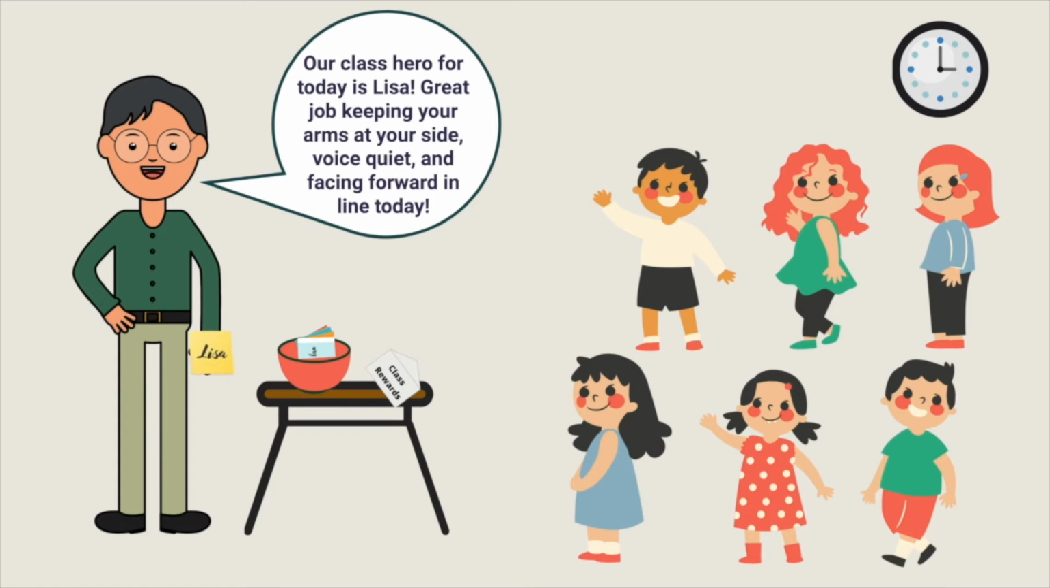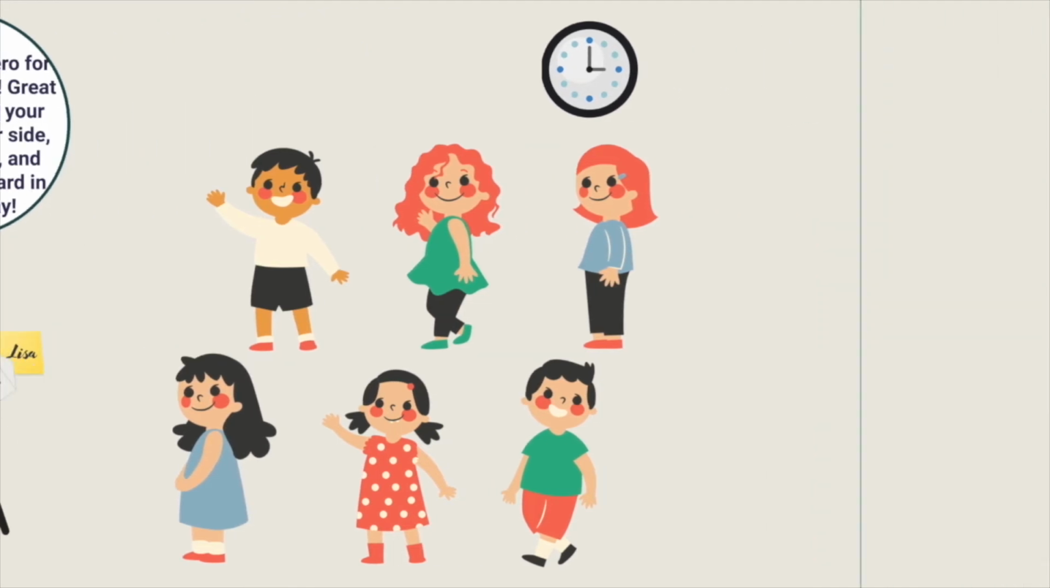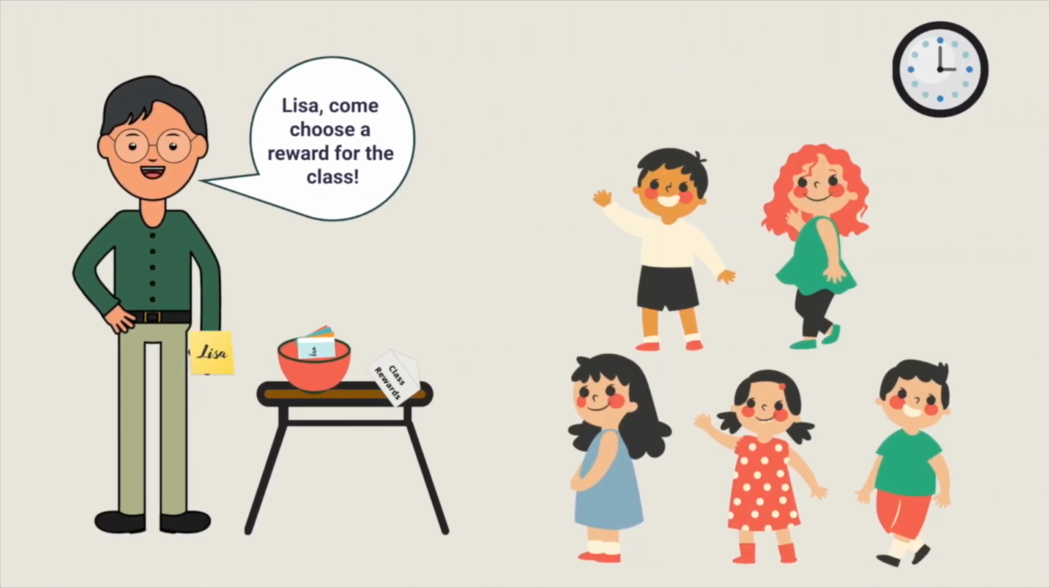Here, the teacher announces that Lisa is the class hero for the day because she kept her arms at her sides, kept a quiet voice, and faced the front of the line throughout the school day. Your teacher will ask the class hero to select a reward for the class. The teacher asks Lisa to come and draw a reward for the class from the class rewards envelope.